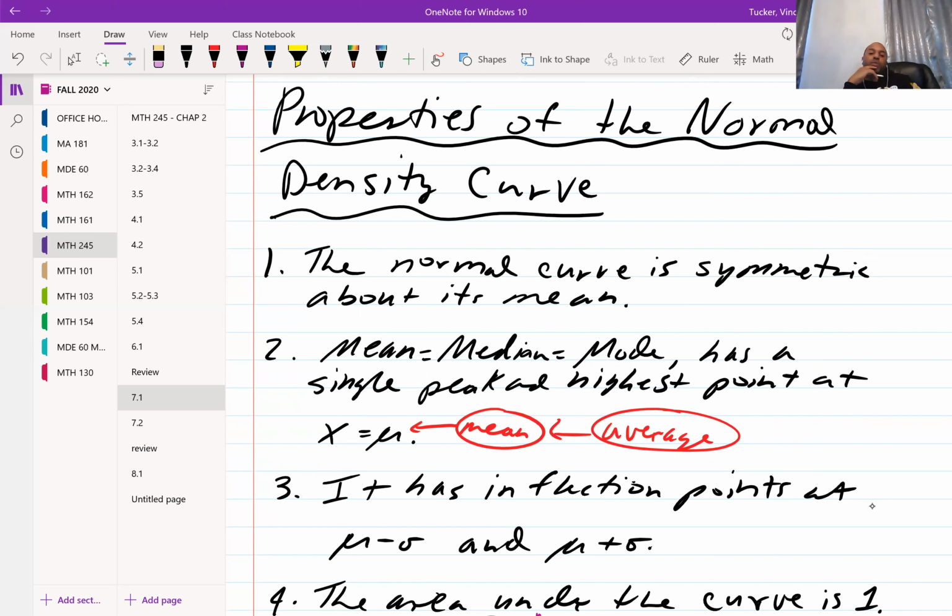Two, your mean is equal to the median, which is equal to the mode, and has a single peak and highest point at the mean. So remember, if you go back to your graph, it's a rough sketch, but your mean is in the middle at that highest peak. So that's what that's saying. I already mentioned number 3, it has inflection points at the mean subtract the standard deviation, and then the mean add a standard deviation.